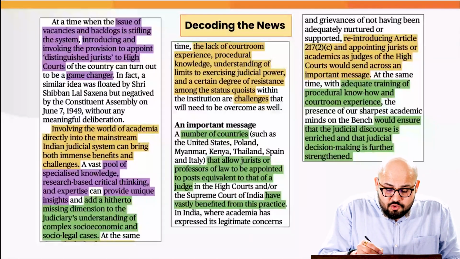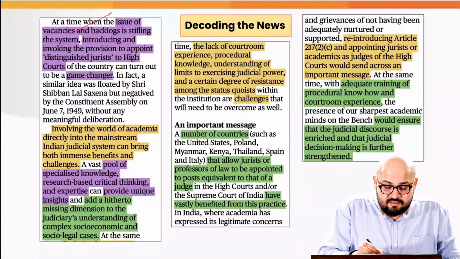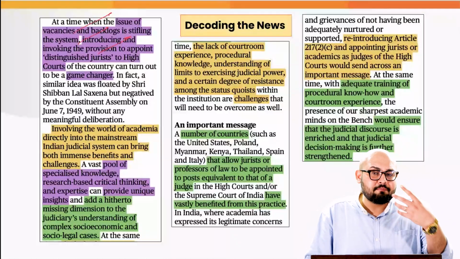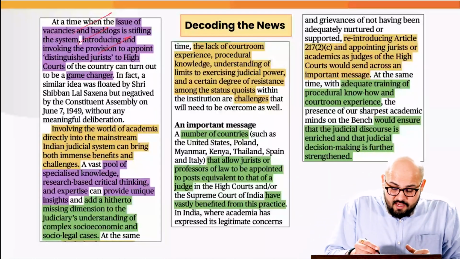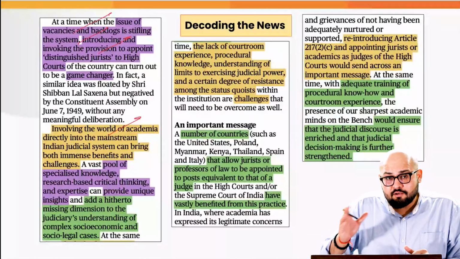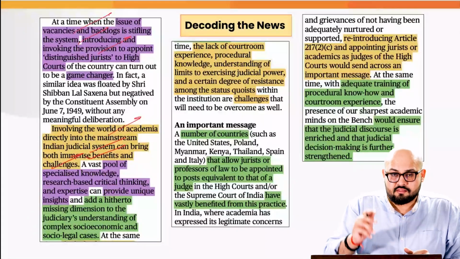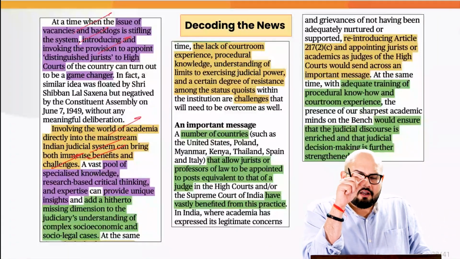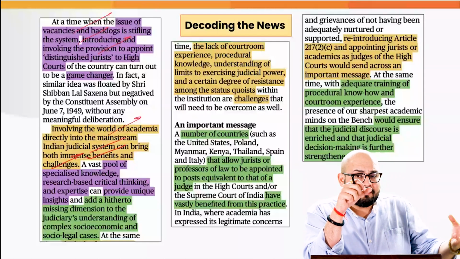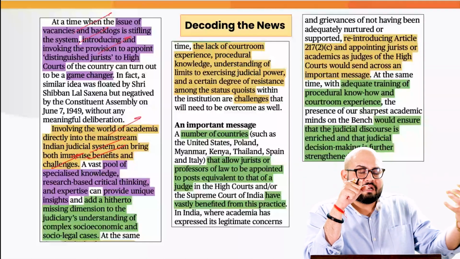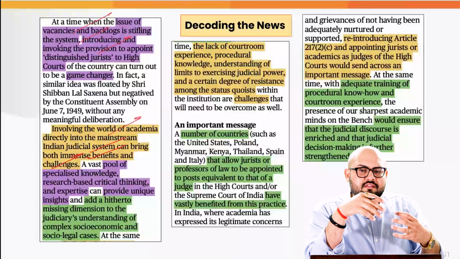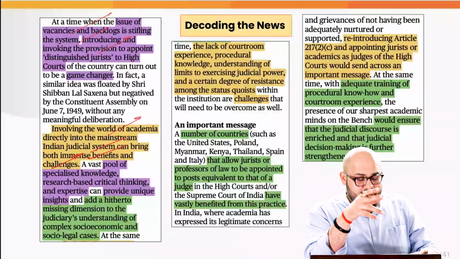Now, the issue of vacancies and backlog is stifling the system. Introducing and invoking the provisions to appoint distinguished jurists can be a way forward, right? Involving the world of academia directly in the mainstream Indian judicial system can bring both immense benefits and challenges. The good part about this article is that the author has talked about the benefits of including academicians as judges, as distinguished jurists, and also the challenges, right?